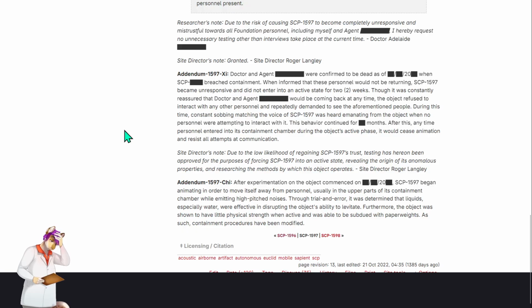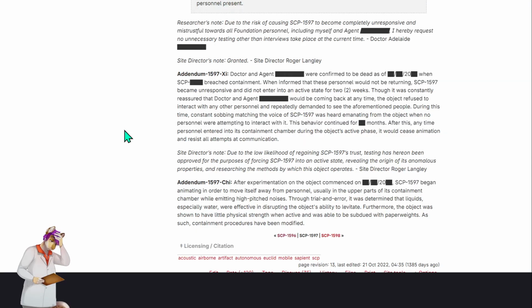Due to the low likelihood of regaining SCP-1597's trust, testing has hereon been approved for the purposes of forcing it into an active state, revealing the origin of its anomalous properties, and researching the methods by which the object operates. Okay, so Roger Langley's an asshole.